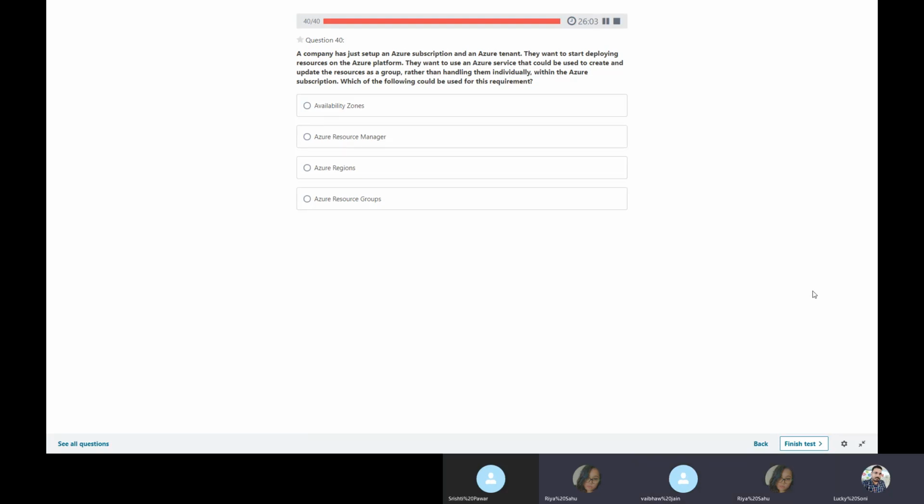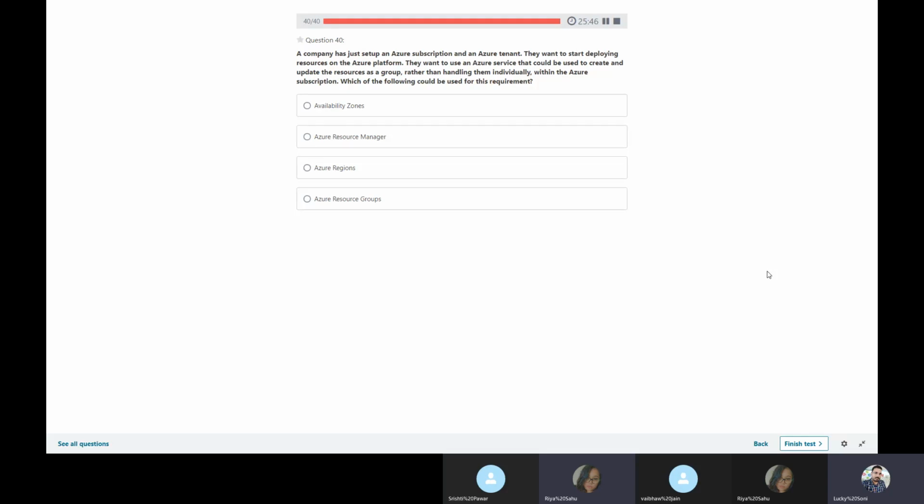Resource group? No, read it carefully. It's not talking about creating the logical groups, right? You were asking me, Lucky, when you will use the Resource Manager. Just read it. This is the Resource Manager only.